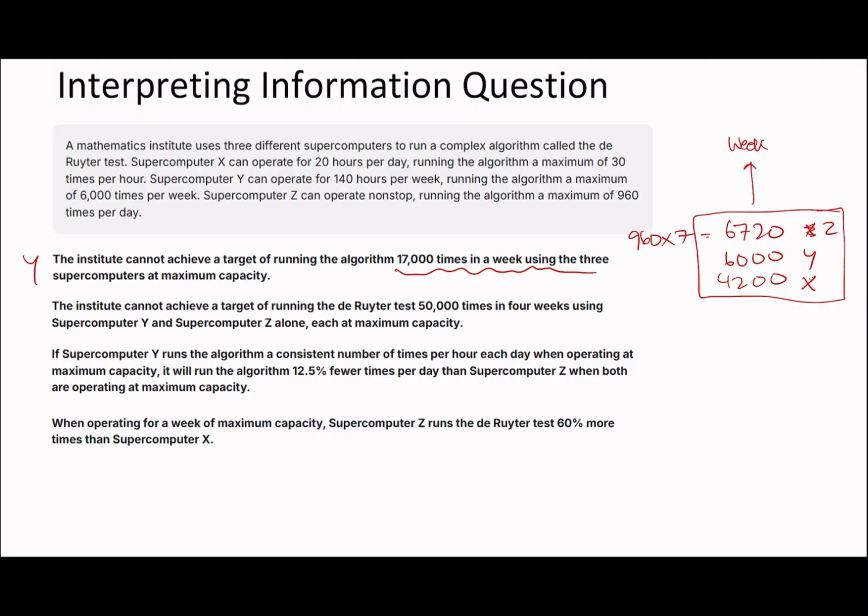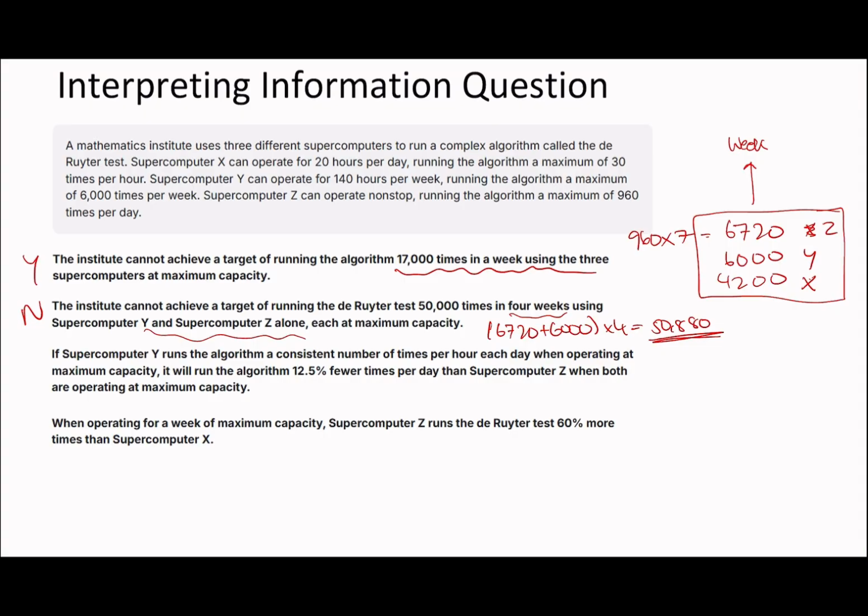So it cannot achieve the target of running the De Ruyter test 50,000 times in 4 weeks using Y and Z alone. So Y and Z alone is 6,000 plus 6,720, and you times that by 4, and you get 50,880. Okay, so this would be wrong because it can achieve it, because you do get the 50,000 as such.